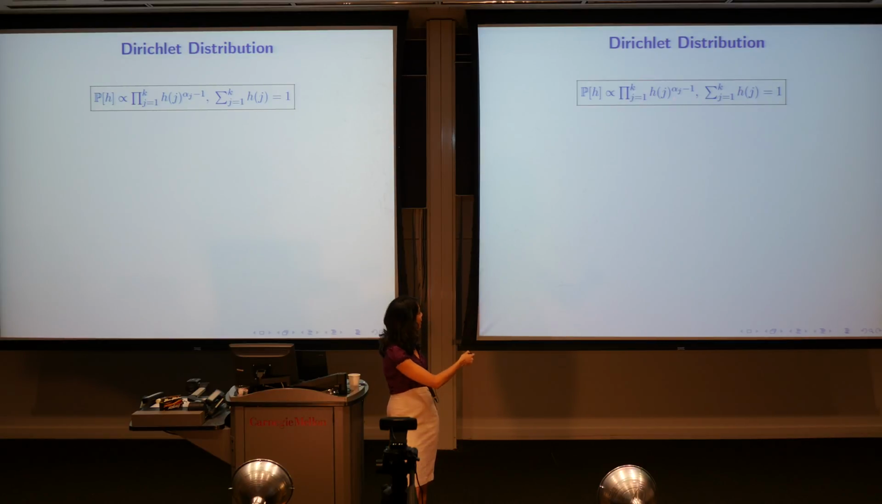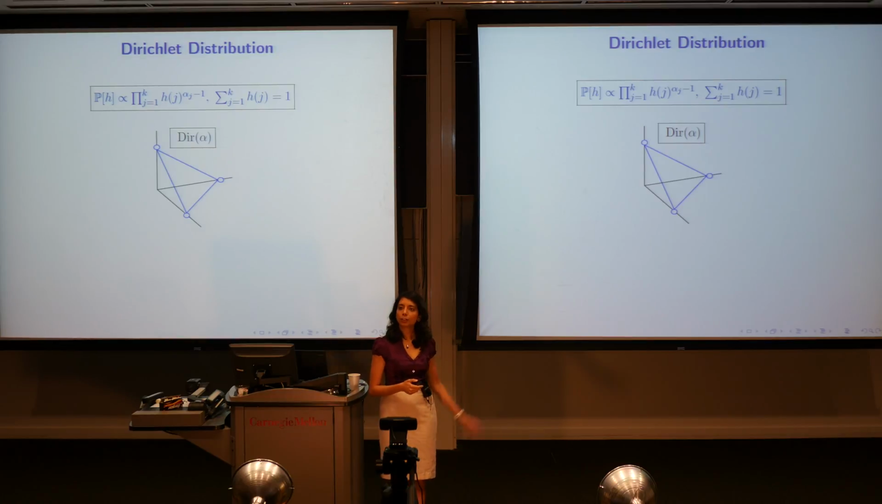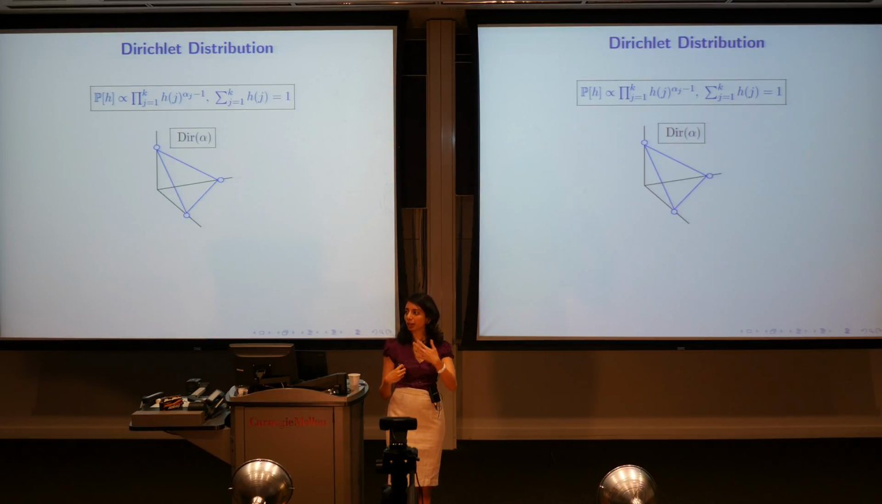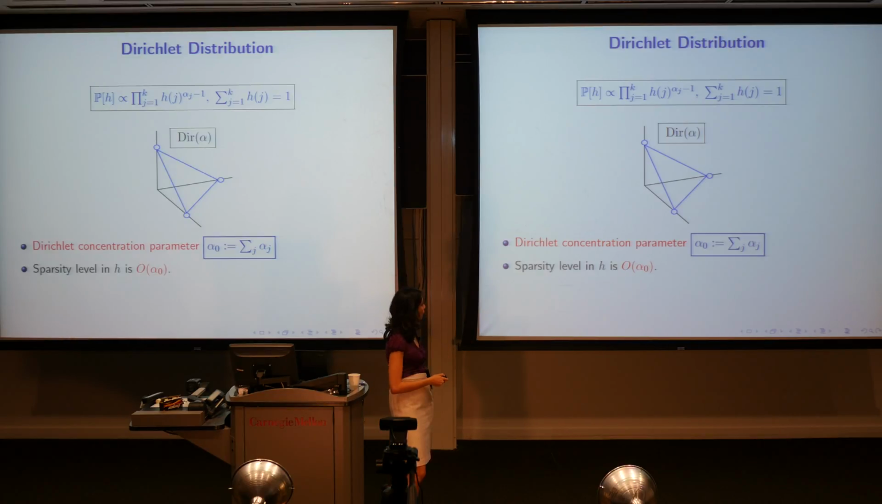And then it has these parameters, these alpha j's. These are called concentration parameters. So what is the intuition of these concentration parameters? This alpha is now this vector of concentration parameters corresponding to these different dimensions. There are k dimensions, and so I have this simplex with k vertices. For this concentration parameter, I'll just think of the sum of them.